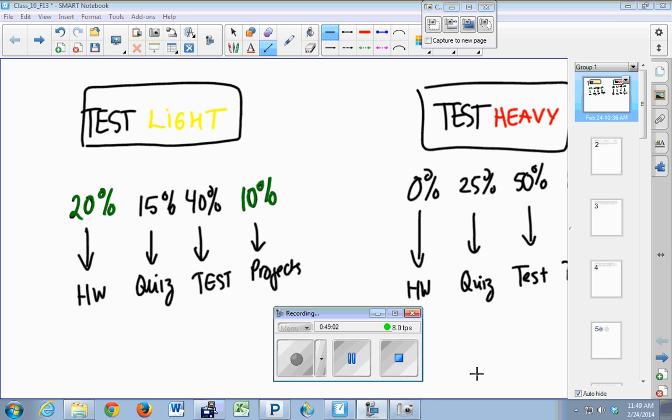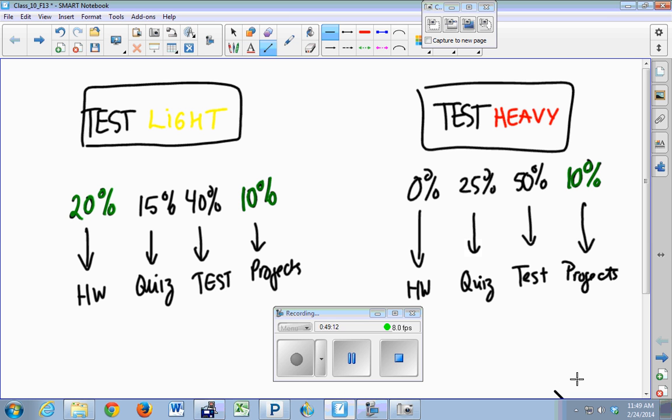Okay, so I'm just going to continue to record this because, as you know, you have a test light and a test heavy grading option. The reason I'm showing you this is that the green is totally in your control. So if you test light, you have total control over 30% of your grade by doing your projects and your homework. Test heavy, you have 10%, but you're pretty confident in your test taking abilities.